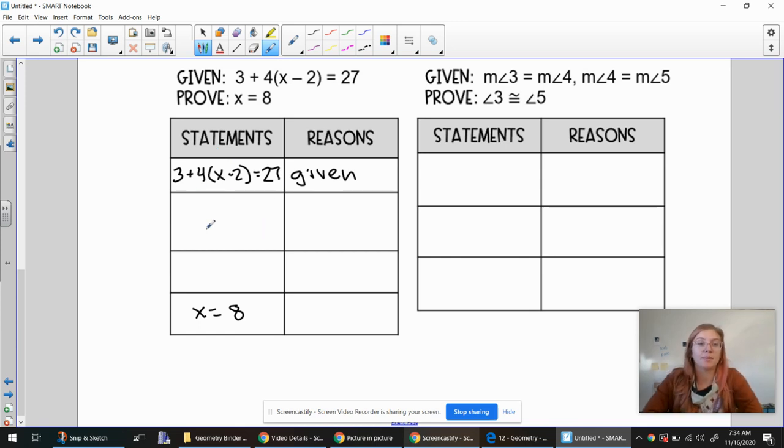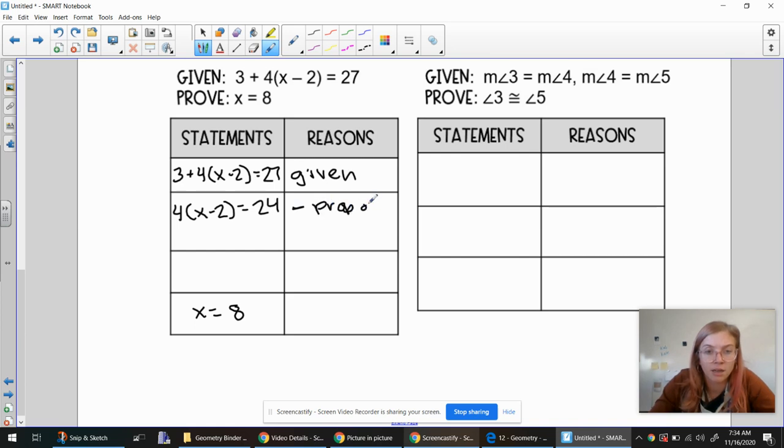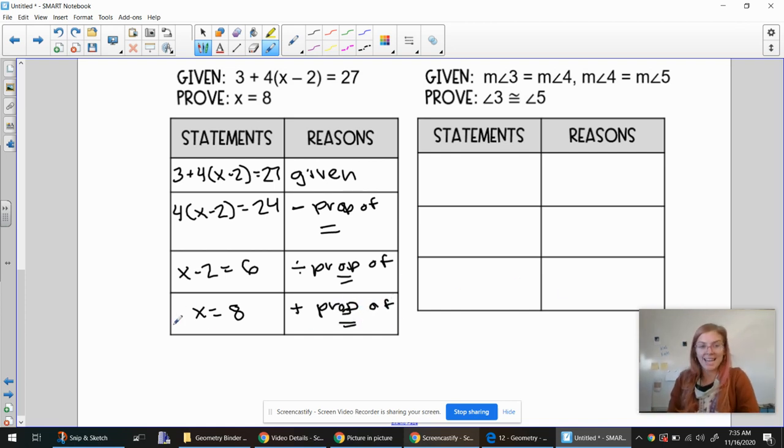Well, let's start with this given statement. The first thing I'm going to do is actually subtract 3 from both sides of the equal sign. So that gives me 4 times (x minus 2) equals 24. So this is the subtraction property of equality. Next, I'm going to divide both sides of my equal sign by 4. So that leaves me with x minus 2 equals 6. So that would be the division property of equality. Finally, I'm going to add 2 on both sides. So that's the addition property of equality. And I get x equals 8.